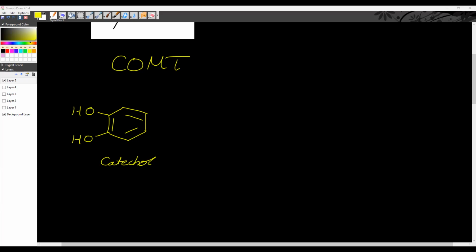So if you have this catechol group in your drug, you are able to go through COMT. What the function of COMT is, is that it takes a drug and it wants to inactivate this catechol portion.